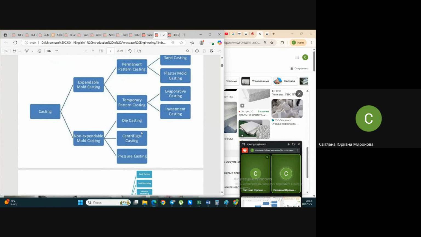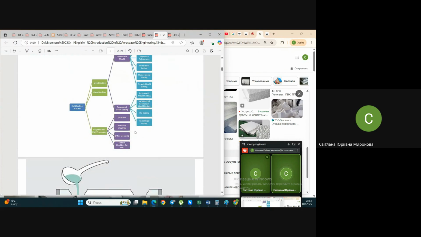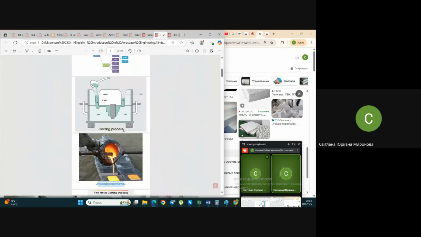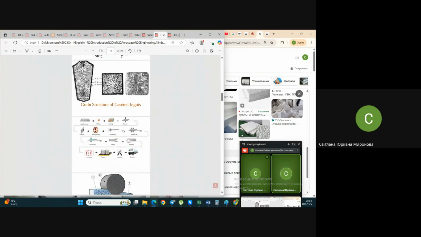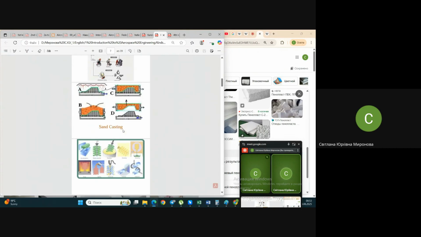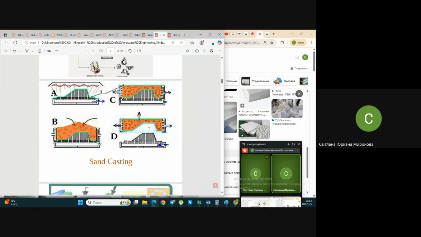What is next? Centrifugal casting. Centrifugal casting, as far as I remember, I have no such slide here. Yes, I haven't. We will see centrifugal casting right now in a book.